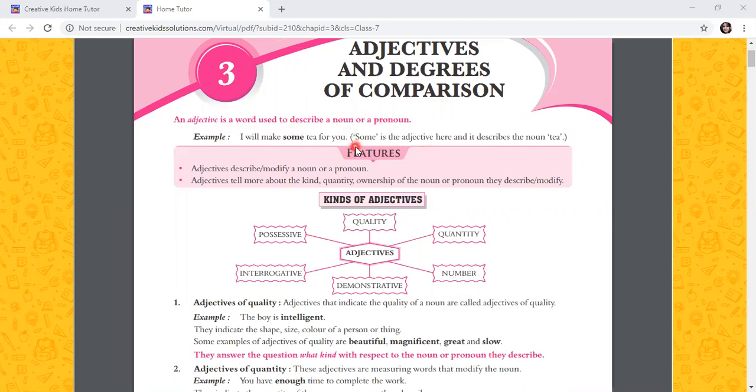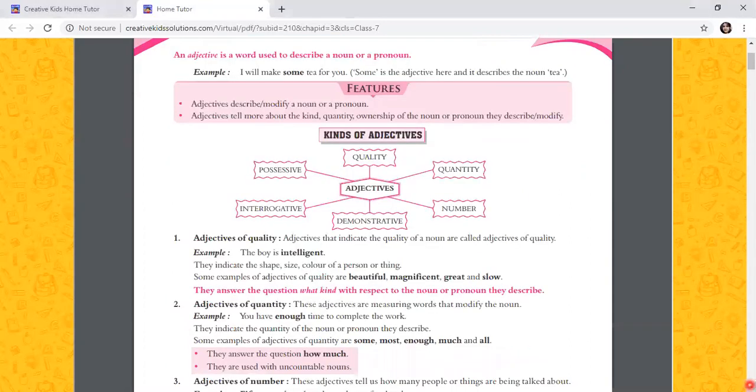Adjectives can describe a noun or a pronoun, and adjectives tell more about the kind, quantity, or ownership of the noun or pronoun they describe or modify. There are different kinds of adjectives. What are they? Adjectives are of quality, possessive, quantity, number, demonstrative, and interrogative.